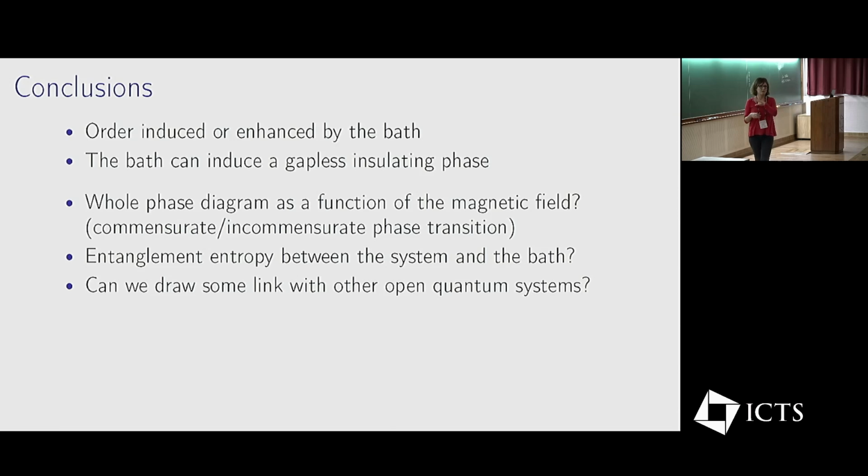And what happens if you study the full phase diagram as a function of the magnetic field, you expect to have a phase transition between these three phases. And what we are studying is basically the commensurate-incommensurate phase transition, which should occur between the gapless and the gapped spin density wave. And we have some computation going on considering the entanglement between the system and the bath. And as I said, maybe we'll be able to draw some more connection with open quantum systems. And with this, I conclude, and I thank you very much for your attention.